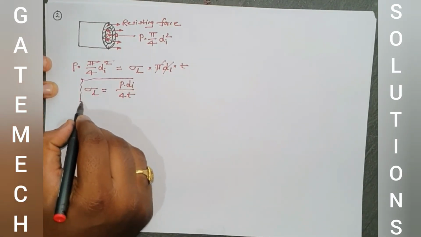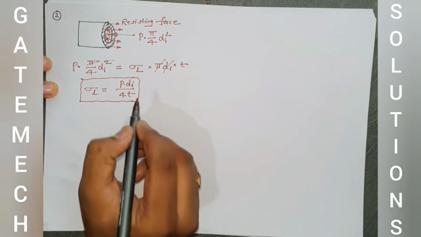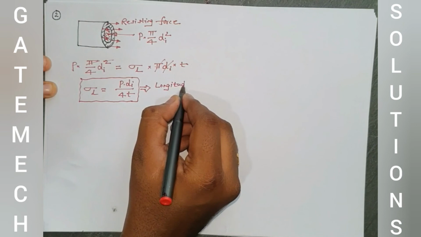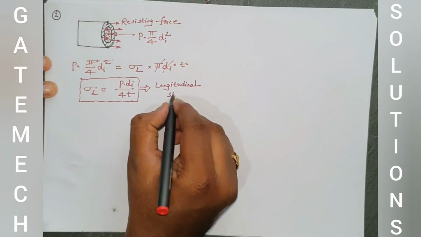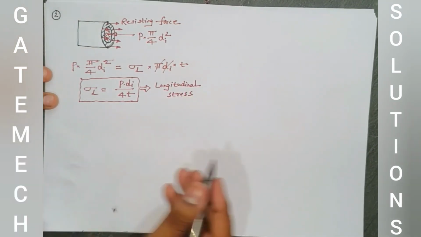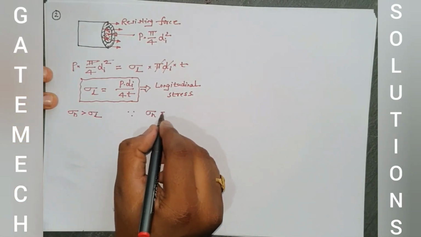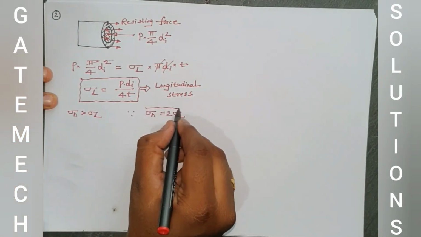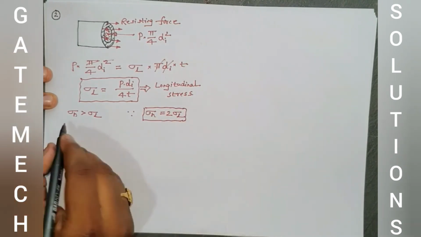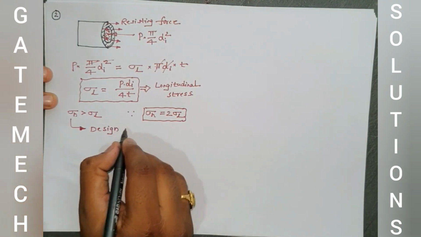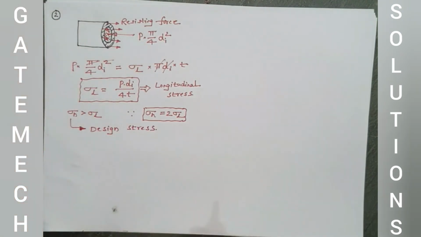The stress induced by the material along the length can be called longitudinal stress. The previous one is hoop stress, and this is longitudinal stress. From these two directly we can say sigma H is greater than sigma L. Not only greater, exactly sigma H is equal to 2 times sigma L. This is the relation we have proved. So since sigma H is greater than sigma L, this can be called the design stress. To design the pressure vessel, we have to consider sigma H.